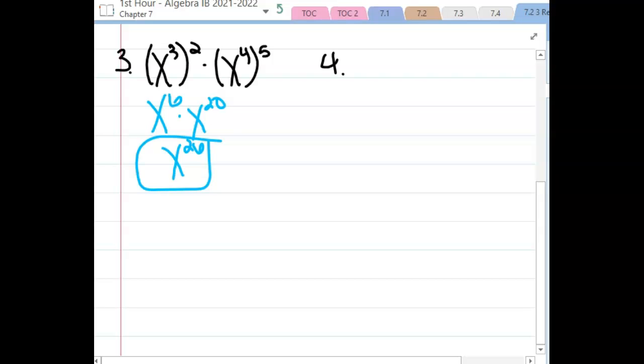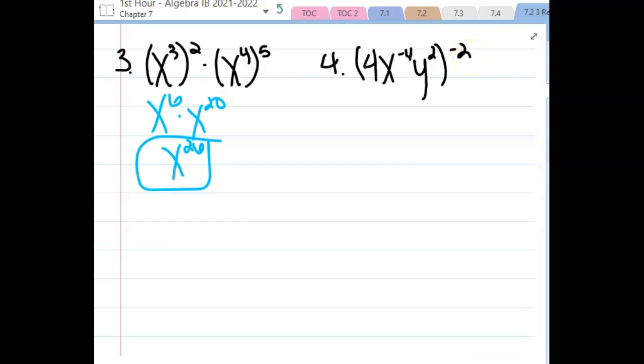Okay, let's try a tricky one. This one's a good one. Okay, number 4: (4x to the negative 4th y squared) all to the negative 2nd. Now, these are the ones before Christmas break that I told you, take them slow. I guarantee you the more work you show, the better you'll do on them. I actually think they're easier the more work you show.